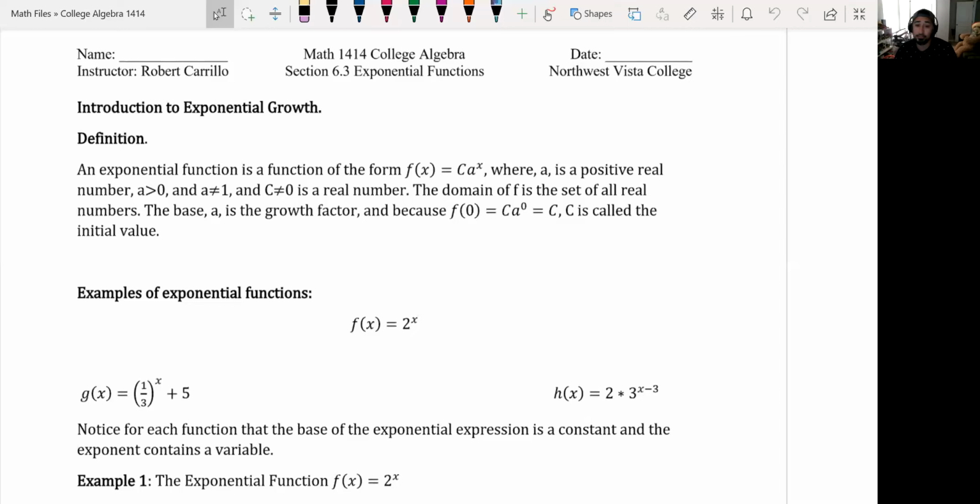The base a is the growth factor, and because f of 0 gives us c, c is called the initial value. So this will come in handy, like with that whole c a of x, when we start getting into, I think it's 6.8, uninhibited growth and decay. So once we get into those models. Today, just graph exponential functions, learn what they are, and solve exponential functions. Okay.